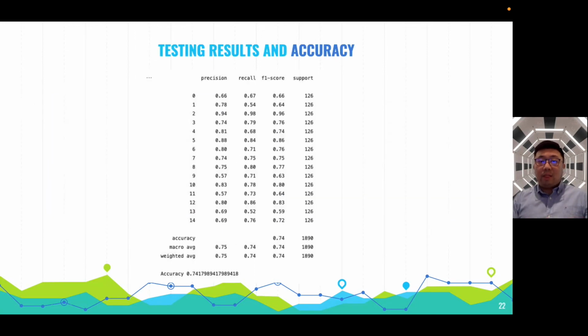Moving on to the testing part, we fit our model to all those testing images, and what we got is 74% accuracy, which is actually not bad, because besides MobileNet, we have done another transfer learning from another pre-trained model called VGG16, and the result we got from there was only 66%. That is the reason why we settled on using MobileNet as our transfer learning model.